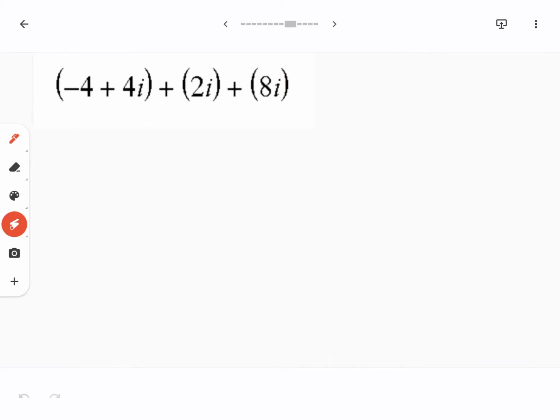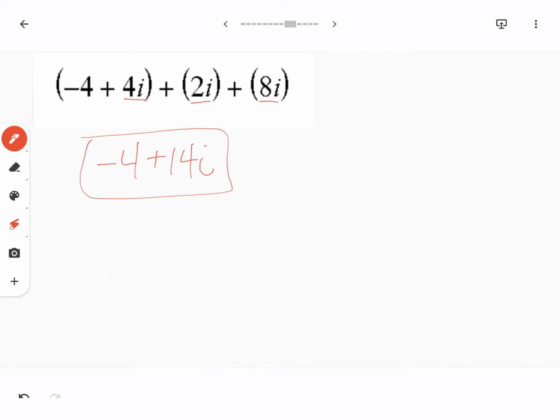What we're going to do here is the same thing you would do if these i's were x's. So you're basically thinking of it as combining like terms. So my answer here is -4 plus 4 plus 2 plus 8 is 14, so 14i. Done. Your answer has to be in the correct form for a complex number, so this is an a plus bi, and we are good to go.